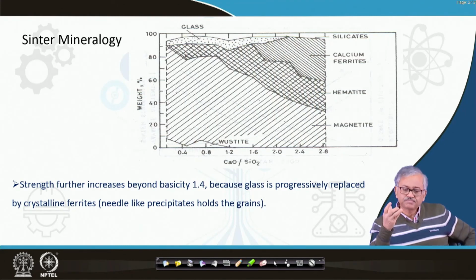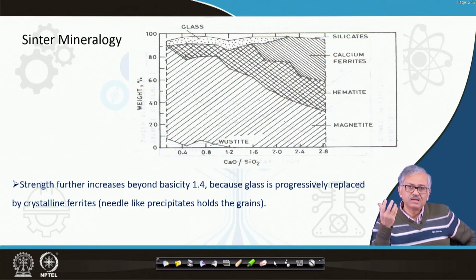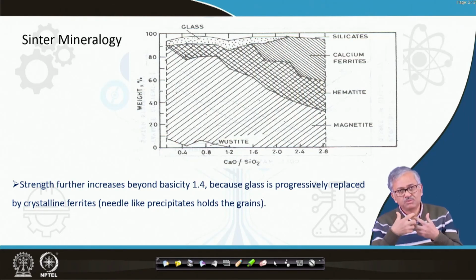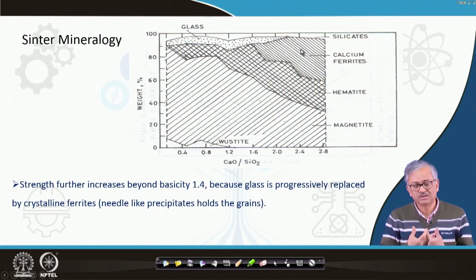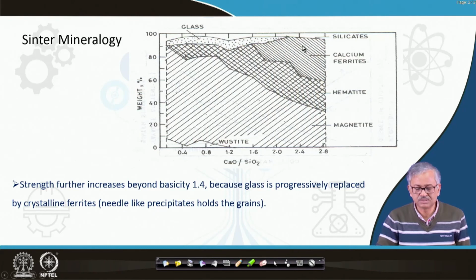At the same time, fuel rate becomes less, because you don't require a very high temperature for melting and all this. Basically, the diffusion bonding becomes very strong here, and calcium ferrite holds the particles together strongly enough. So, calcium ferrites are formed, and also the hematite percentage is very high, so it is reducible, and at the same time fuel rate also decreases, because crystalline formation does not require too much fuel.